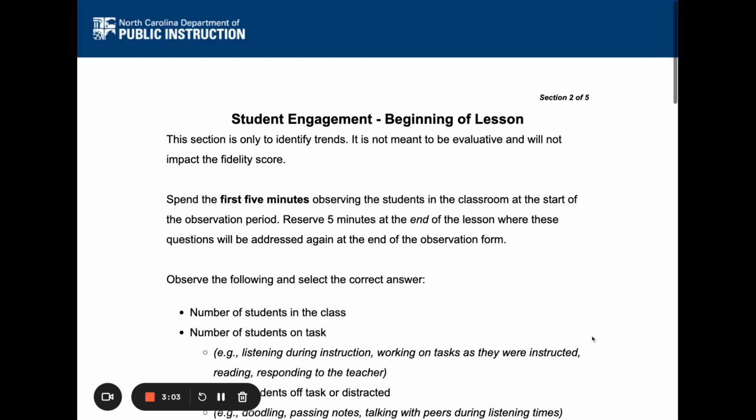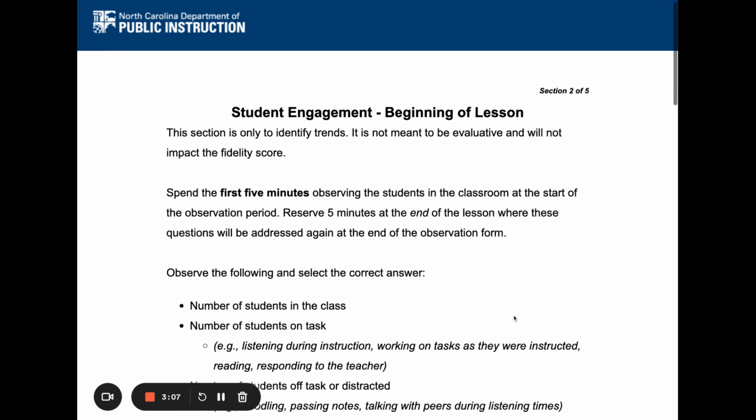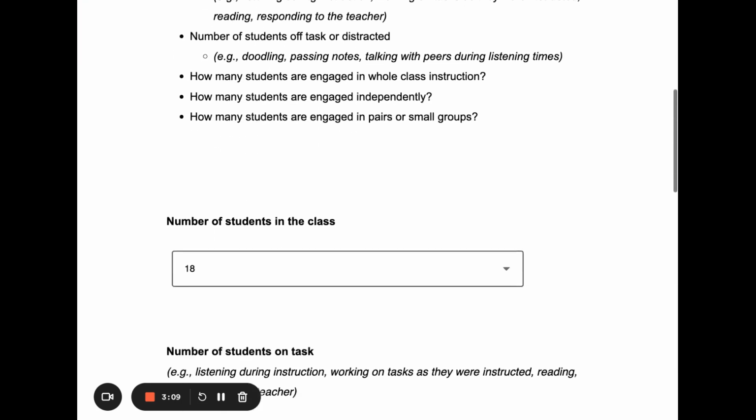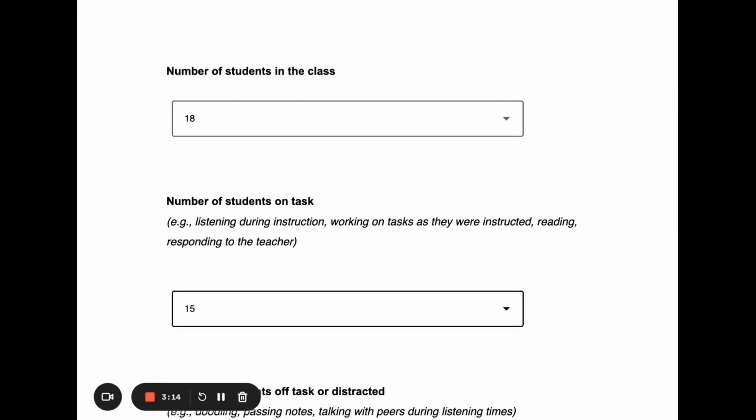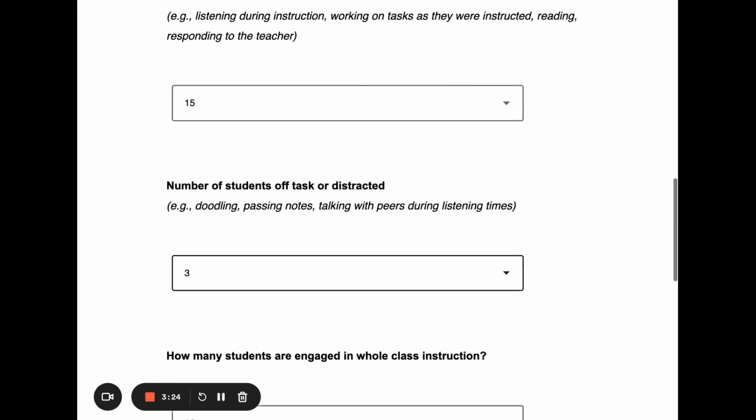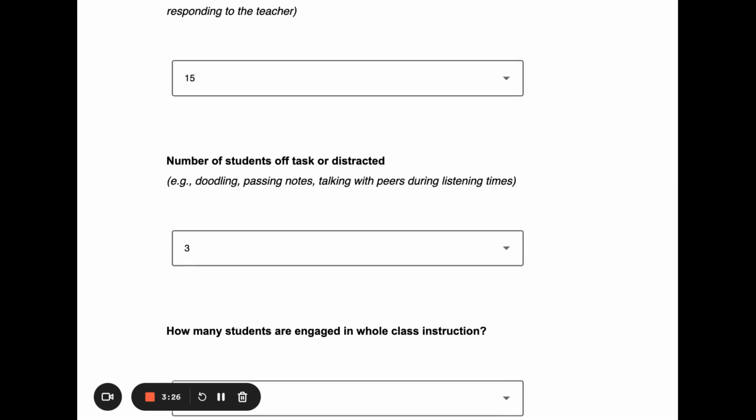The next section will be for the first 5 minutes of the lesson, gathering trends about student engagement. There are about 18 students in this class, and of those 18, about 15 were working on tasks they were instructed to do when responding to the teacher during the first 5 minutes of the lesson. I noticed about 3 of the students were talking with peers and not listening during the times they needed to be in the first 5 minutes of the lesson.